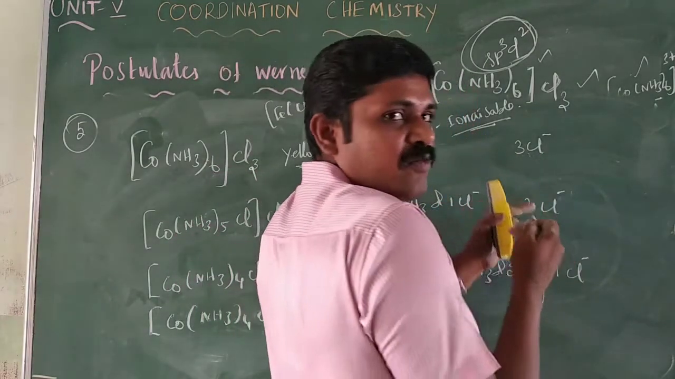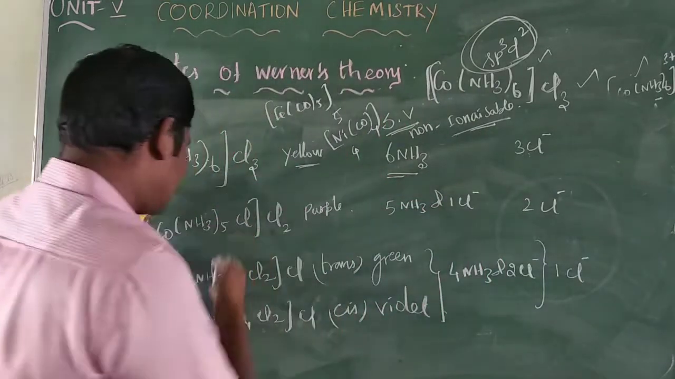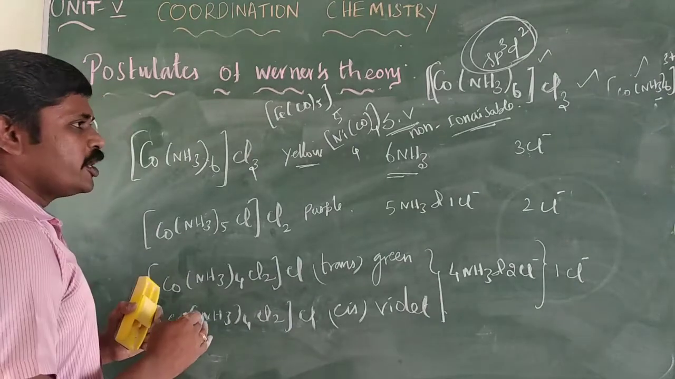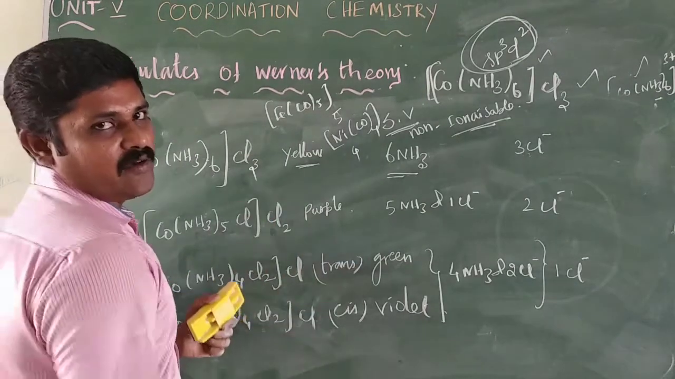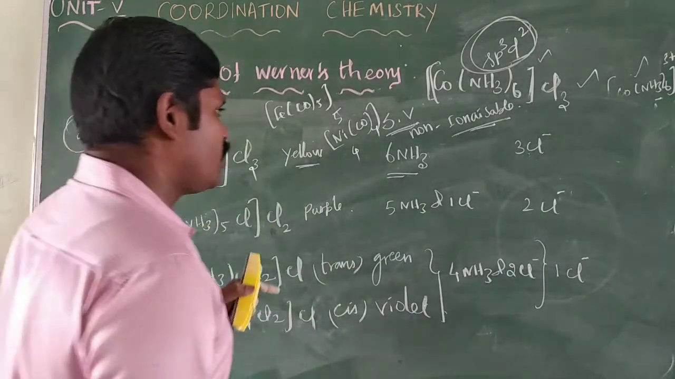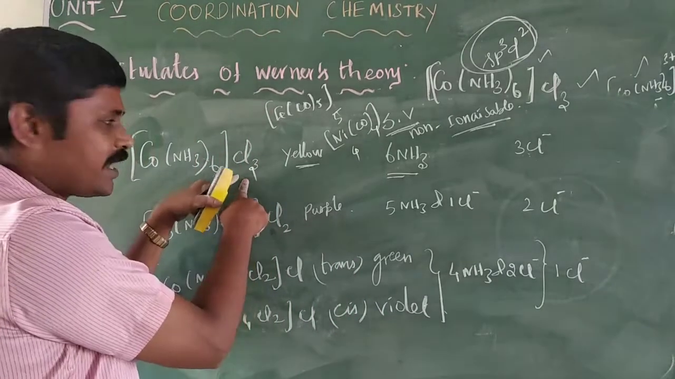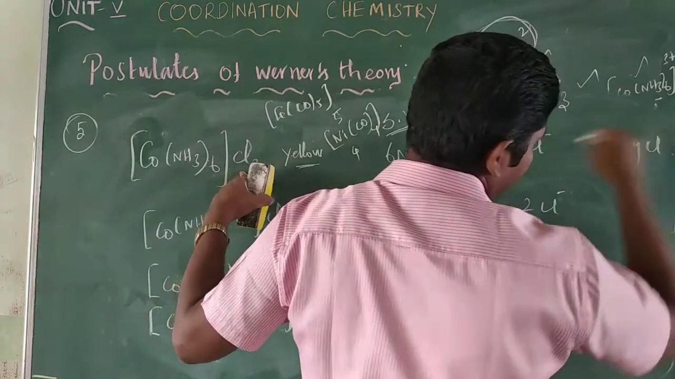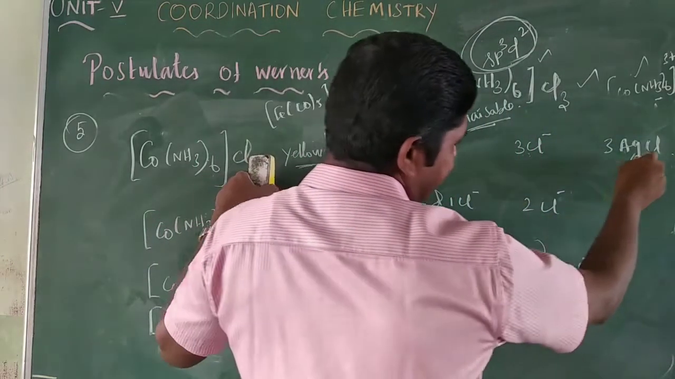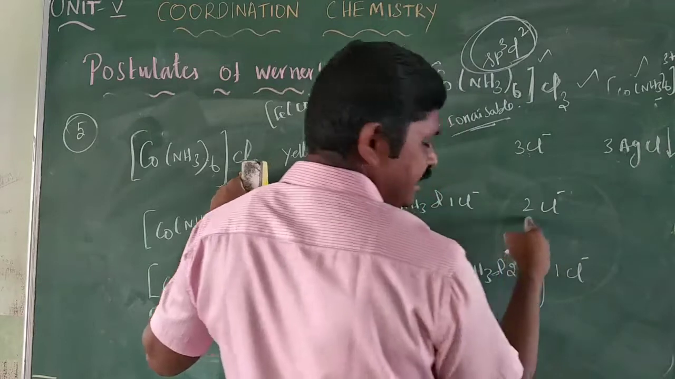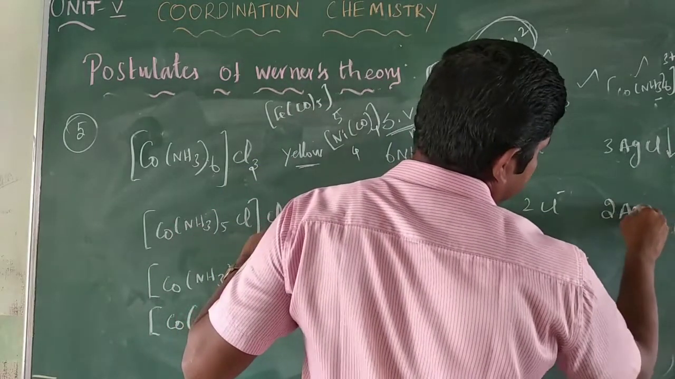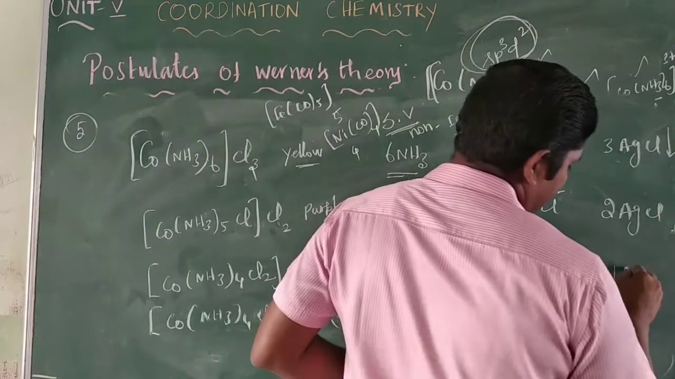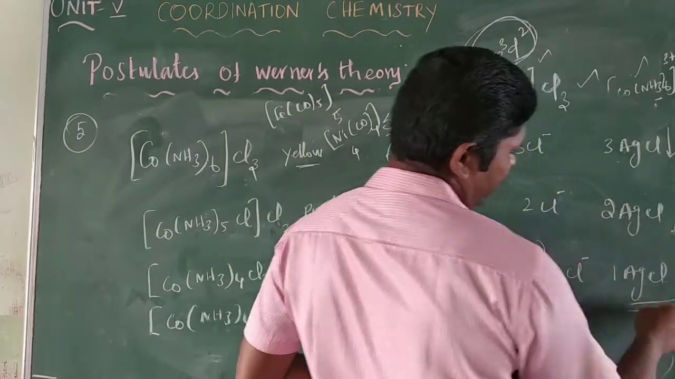Now the number of moles of silver chloride precipitate formed when the complex reacts with silver nitrate solution. In the first complex there are 3 Cl minus counter ions, so 3 moles of AgCl precipitate are formed. In the second, 2 moles of AgCl, and in the third, 1 mole of AgCl is formed.